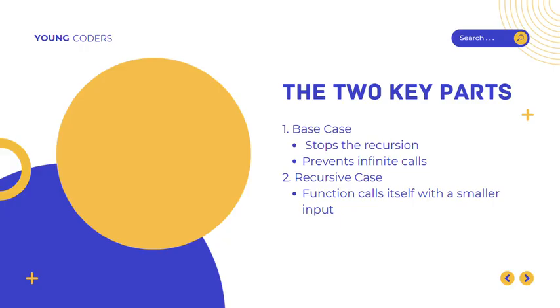Each recursive function has two essential parts: the base case, which tells the function when to stop, and the recursive case, which is where the function calls itself with a smaller input. Without a base case, the function would run forever, which would cause the code to break.